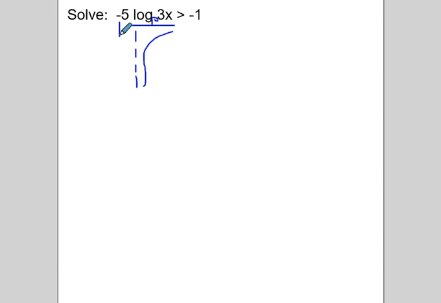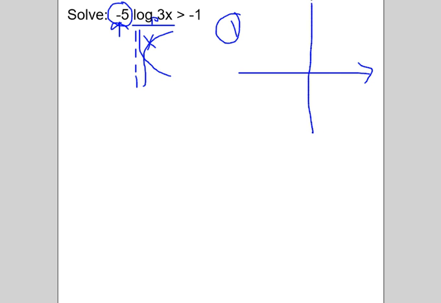Oh, now what? You have to be careful with this. See, your a is negative. So if your a is negative, instead of going up, there's going to be a reflection on the x-axis. So it's going to go down like this. So step 1, you sketch. You can start with your asymptote. Your asymptote is on the y-axis.